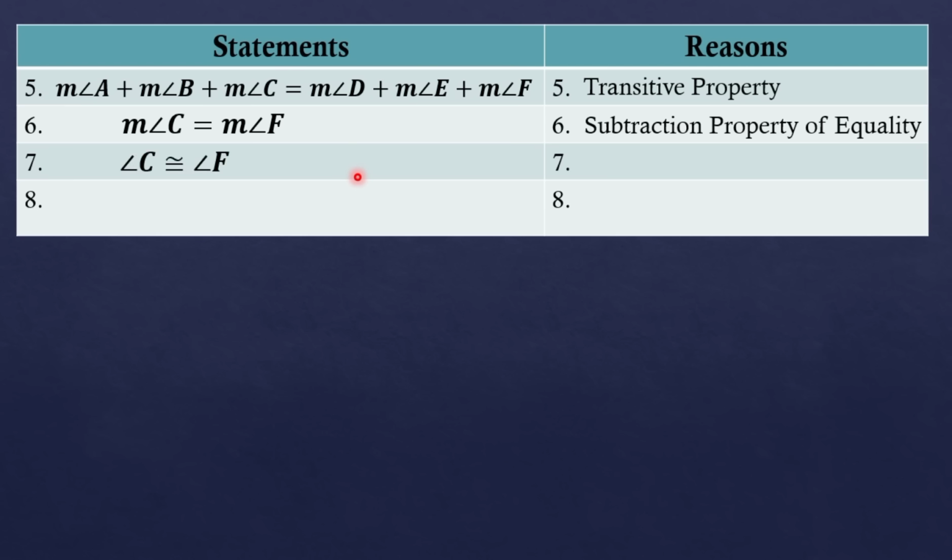Next, so if they are equal, if the measure of angle C is equal to the measure of angle F, therefore, they are congruent. So, we can say that the angle C is congruent to angle F. Why? Because the measures are equal. So, ano pong reason? Based po yan sa definition of congruent angles. And then, we can now say that triangle ABC is similar to triangle DEF.